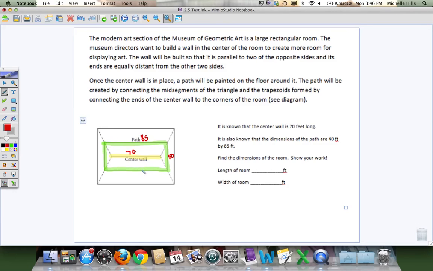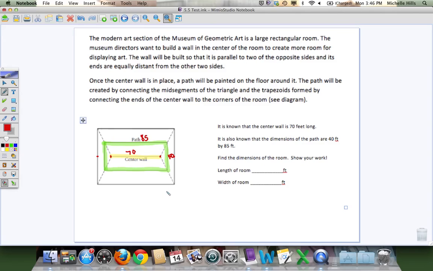Find the dimensions of the room. It tells me that the wall is parallel to the two opposite sides. The ends are equally distant from the other two sides. So this is equally distant from here as this is from here. So this wall is centered in the room lengthwise here. So it's connecting the path to the mid-segments of the triangle and the trapezoids formed by connecting the ends of the center wall.